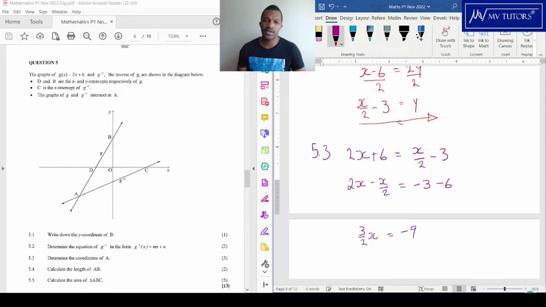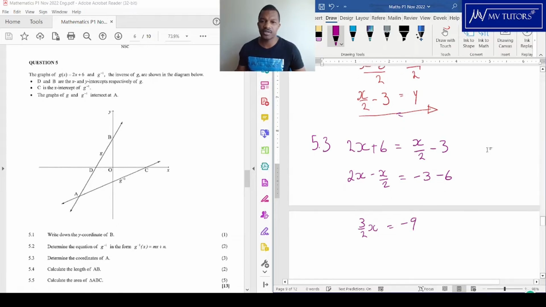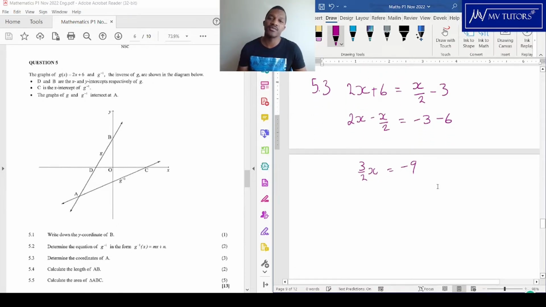Now I need to get rid of this fraction. How am I going to do that? I will multiply by 2 to get rid of the 2, and then divide by 3, like the reciprocal of that. Do the same on this side. Let me just show you what happens. 2 over 3, that 3 cancels, that 2 cancels.